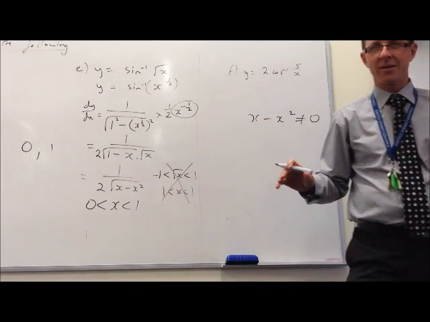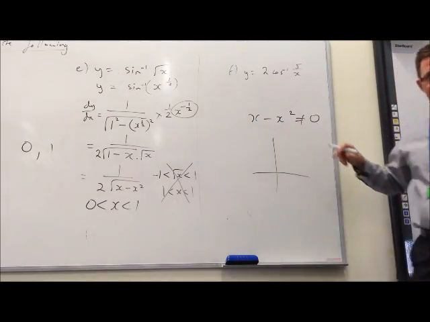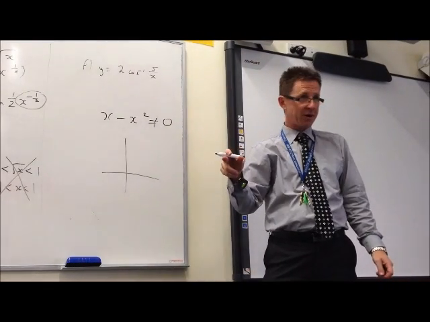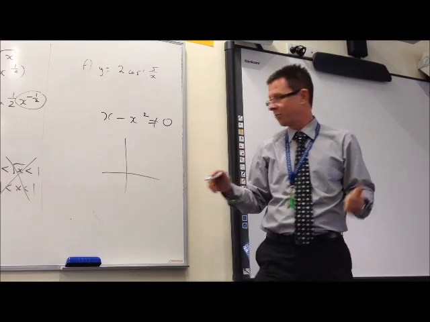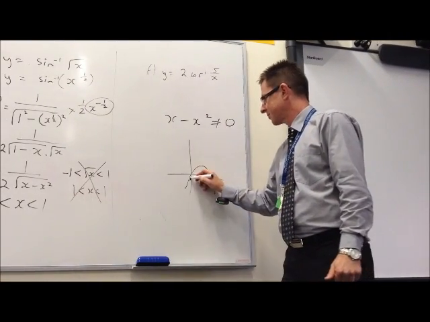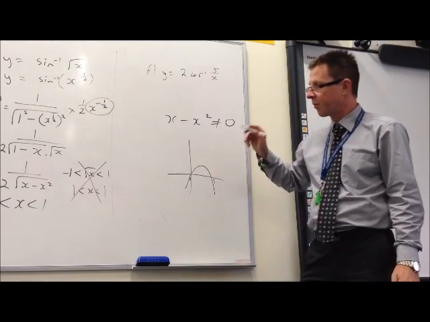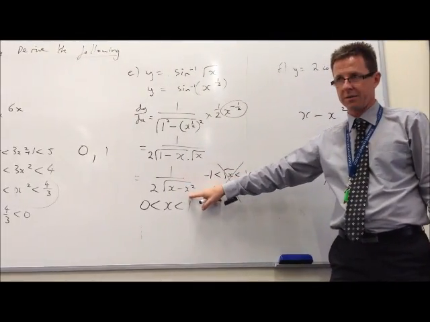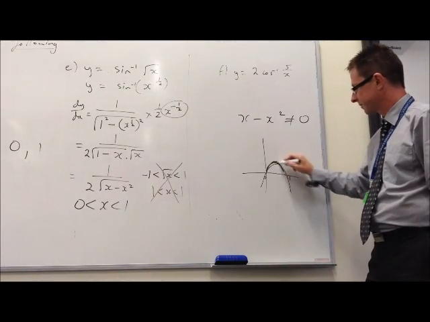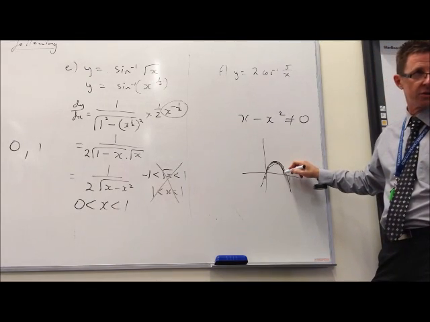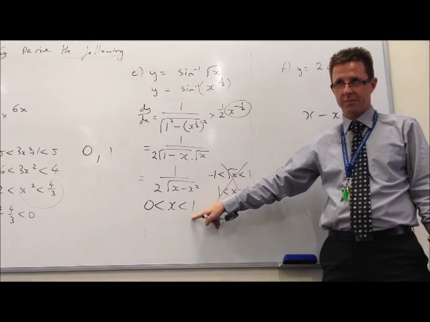Or you draw a graph, and then see which one is below x. Can you picture that? You can. It's an upside-down parabola. What are the x-intercepts? 0 and 1. Now you're saying it doesn't equal 0, so that means it can't be 0 or 1. But what else does this have to be? Greater than 0. So 0 is less than x, less than 1.